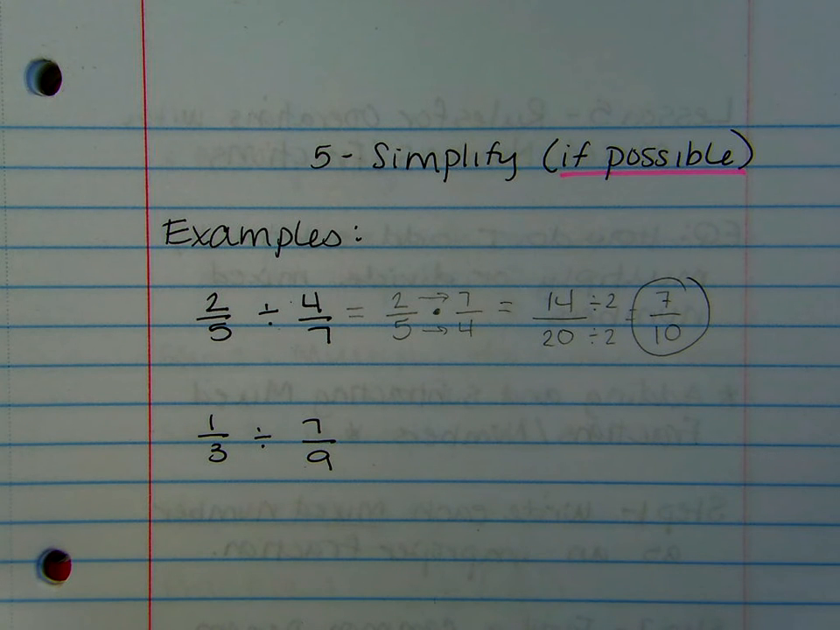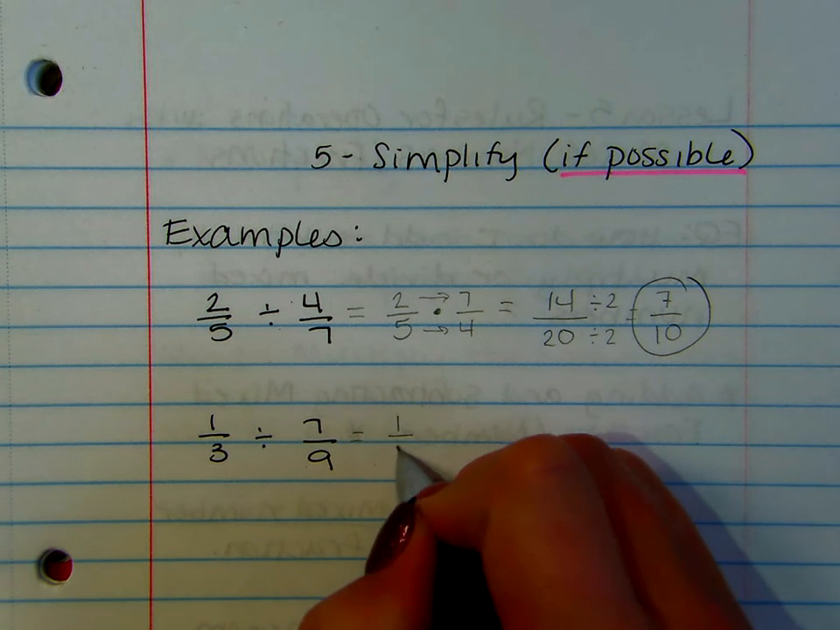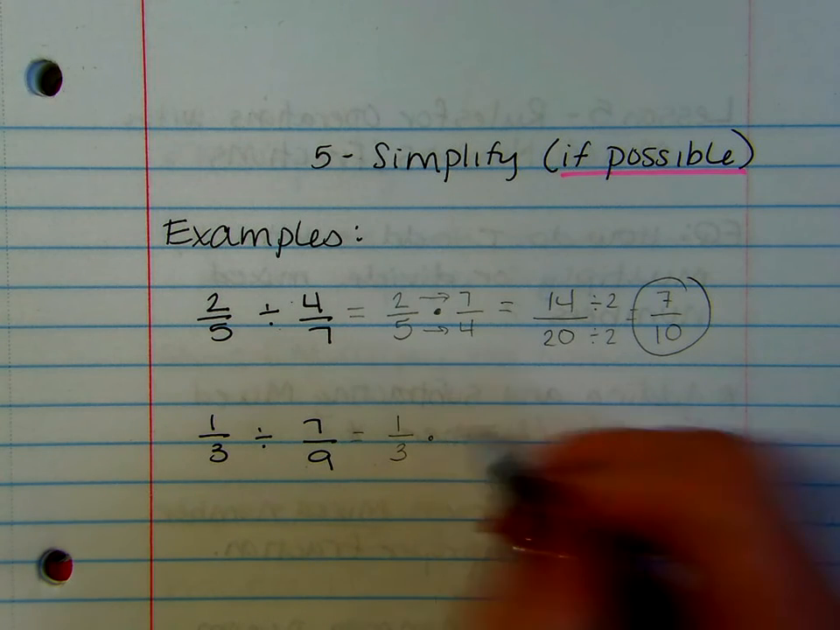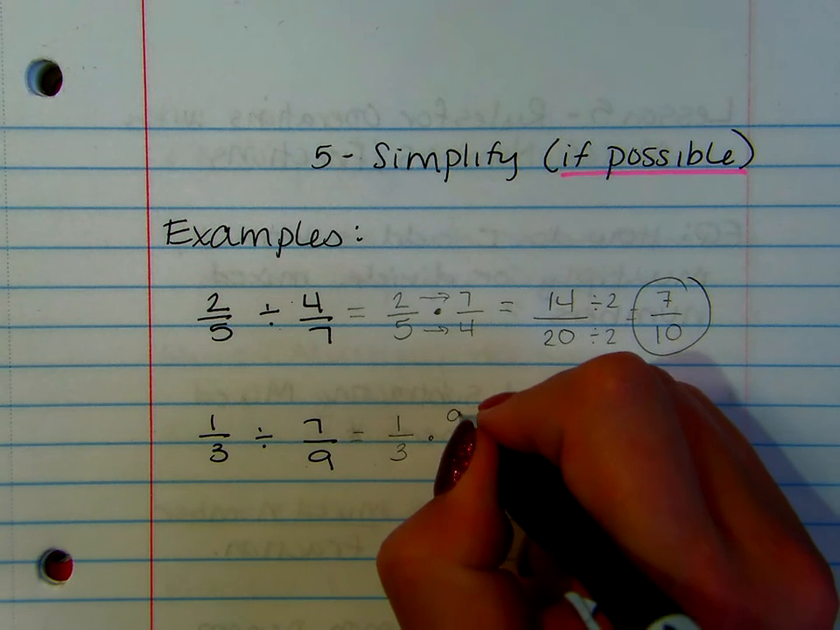All right, so here we go. So once again, we're going to keep our first fraction the same, so that's going to stay as 1/3. We're going to change the division sign to multiplication, and I'm going to flip my second fraction, so that's going to become 9/7 now.